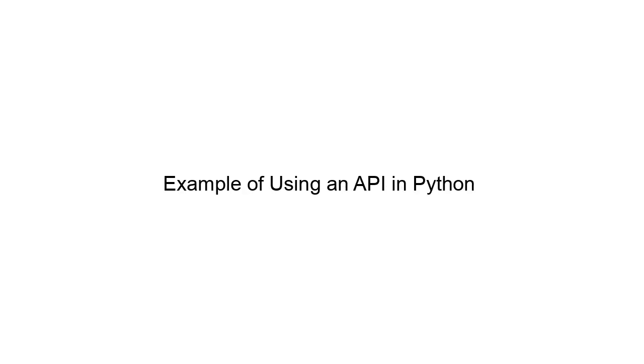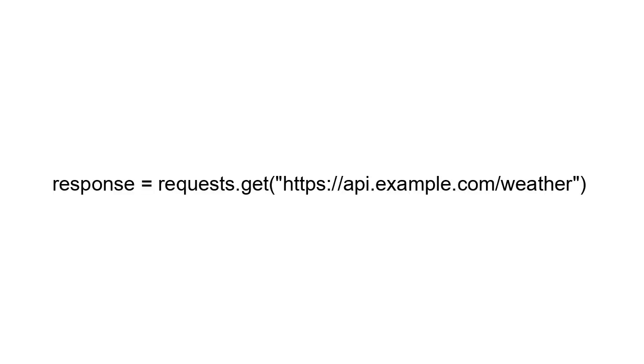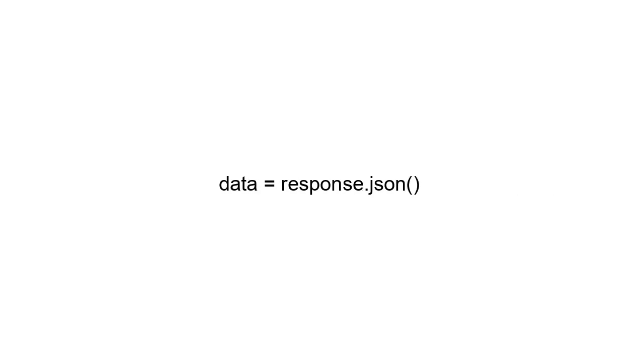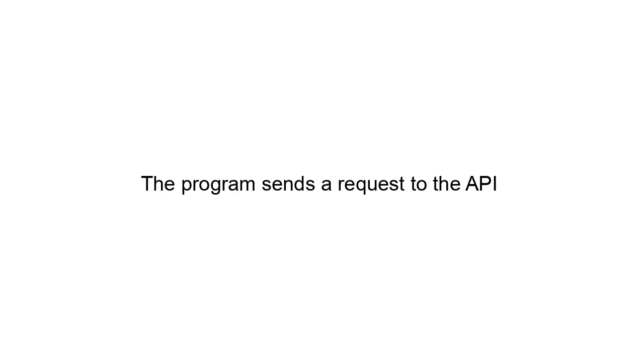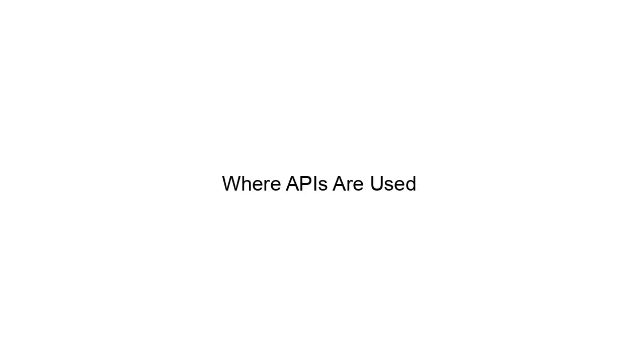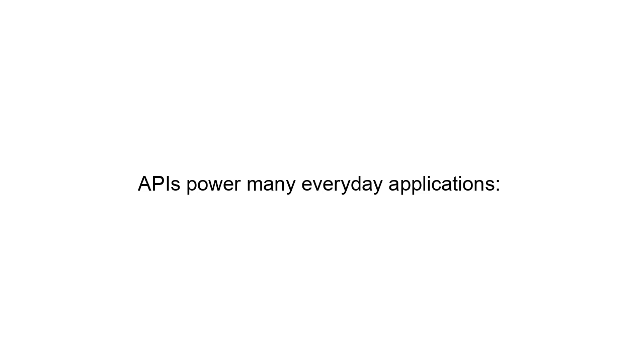Example of using an API in Python. Example using the requests library. Import requests. response = requests.get, HTTPS, api.example.com/weather. data = response.json(). Print(data). Explanation. The program sends a request to the API. The API returns data. The program reads and uses the data.